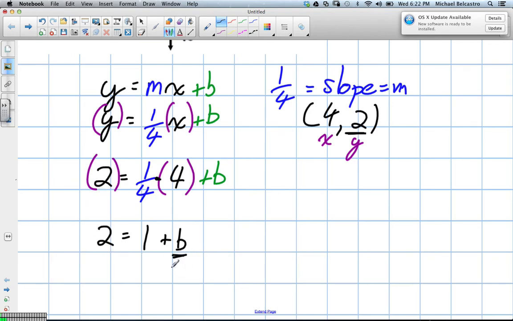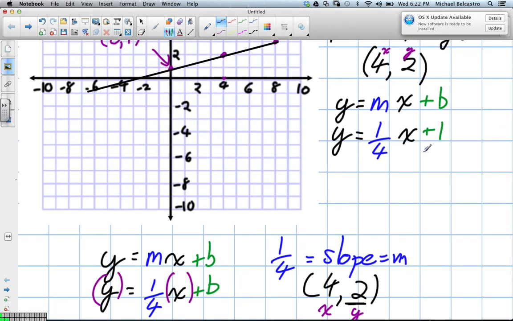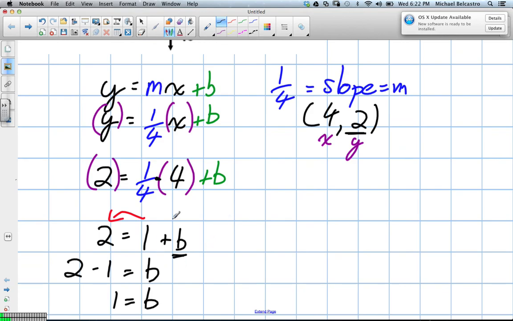The goal is to isolate b. So because we want to isolate b, we bring 1 over. Do you know what it becomes on the other side? Negative. That's right. So 2 minus 1 is b. And what is 2 minus 1? 1. And that's the exact same y-intercept we found before. So using this method, we take our equation, our slope, and our b, and we go y equals 1/4 x plus 1. Identical to how we found it when we were graphing.